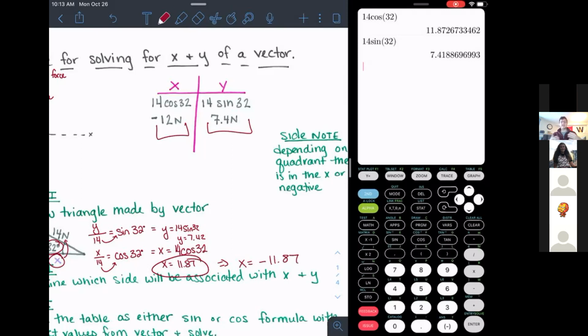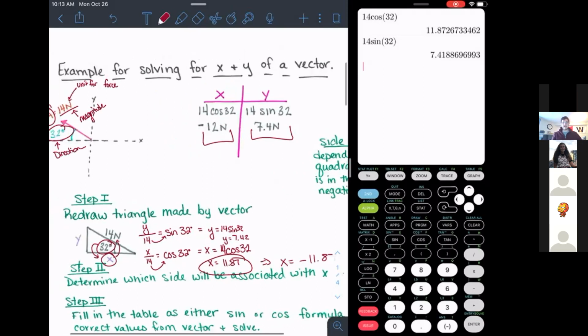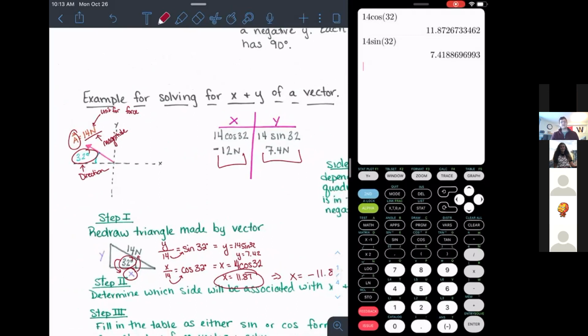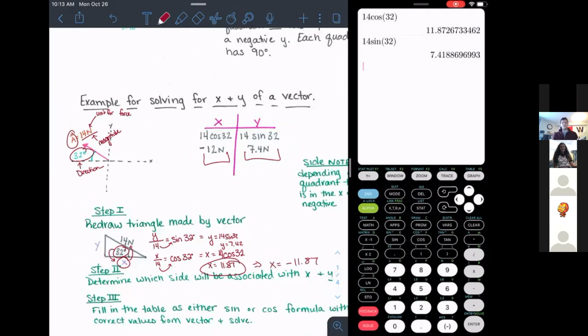But why do we round that to 12? Because of sig figs. Our direction and our magnitude both have two significant figures. So make sure you're rounding your answer to two significant figures. Are there any questions on what you would be doing for a one vector problem?